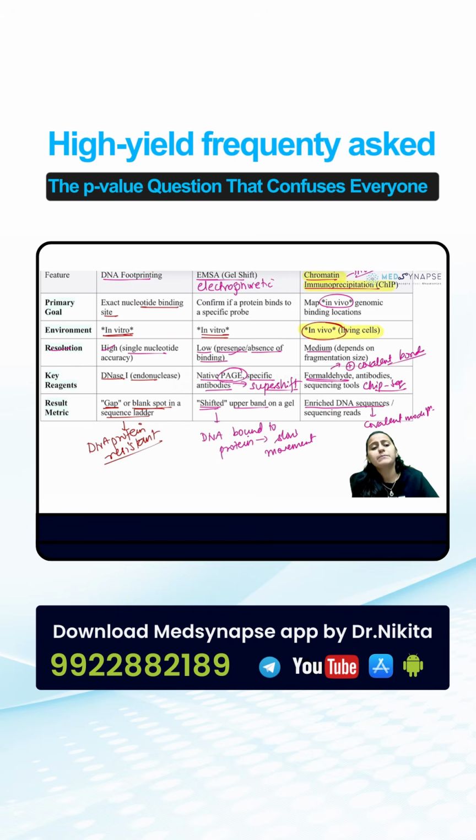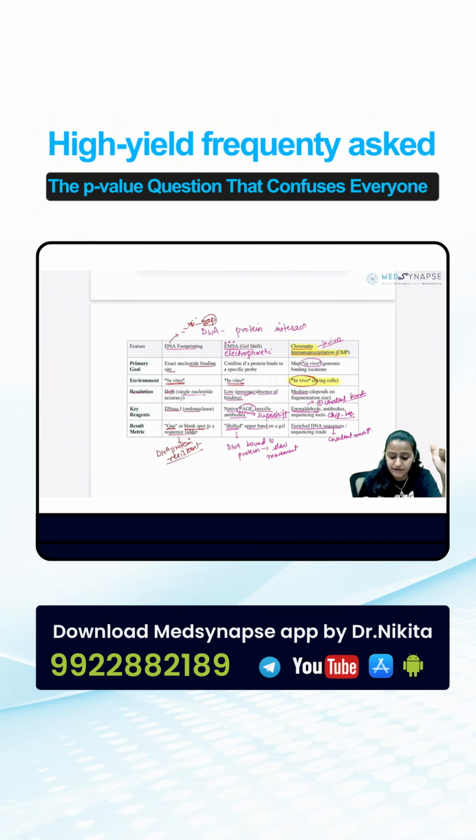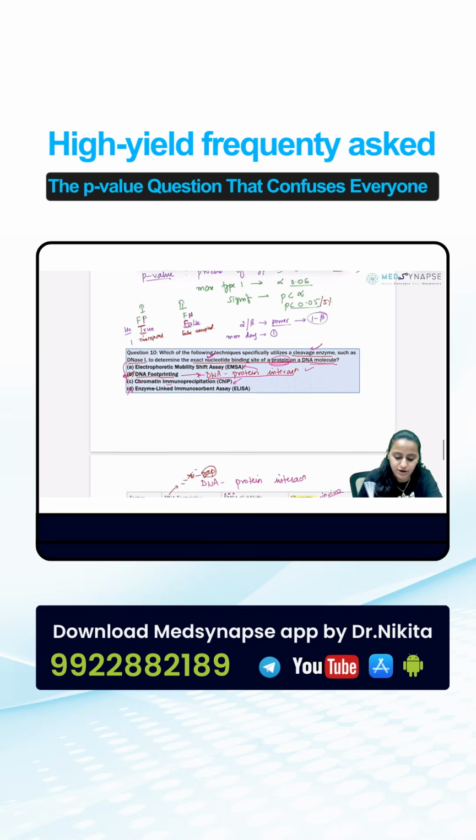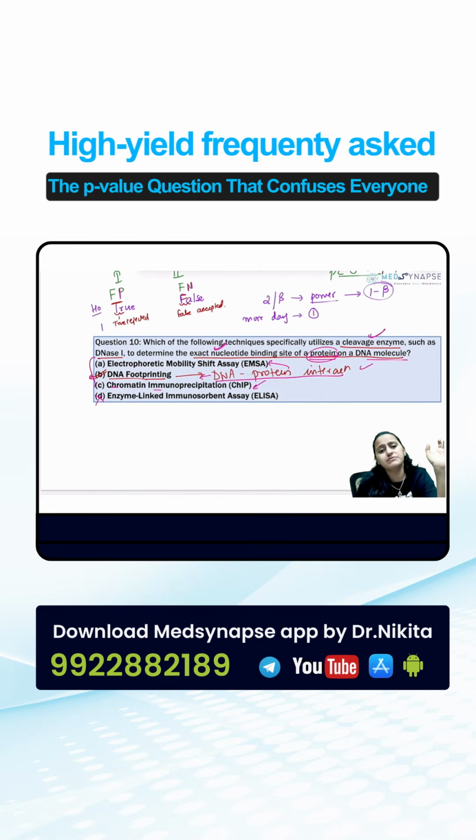So remember that chromatin immunoprecipitation is in the living cell, the chromatin of the living cell. Clear with everyone? A question on this may very much come in your exam. So please remember these points, and DNA footprinting gives you the exact site in the DNA where the protein is binding.